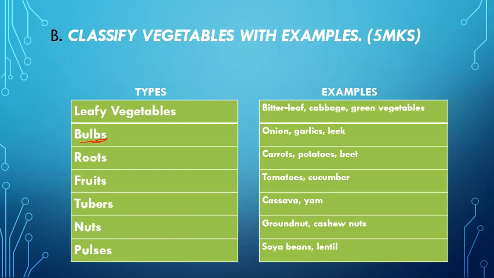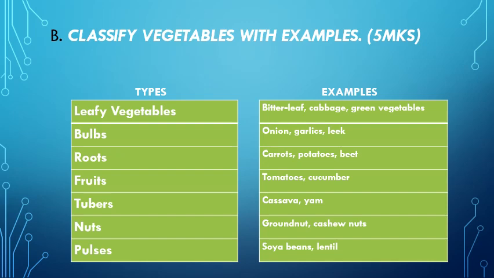Then we have the bulbs. Bulbs are simply most of these vegetables that have layers that you can easily peel. Like for example, if you look at your onions, garlics, and leeks, you see that they're made up of layers. So all of those fall under bulbs. Then you have the roots, examples like carrots, potato, beetroot. Then we have the fruits, where you have your tomatoes or your cucumber. Then tubers like cassava and yam.